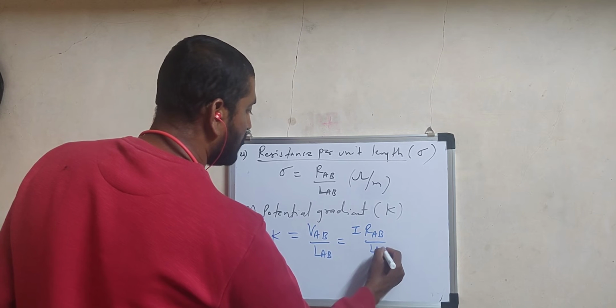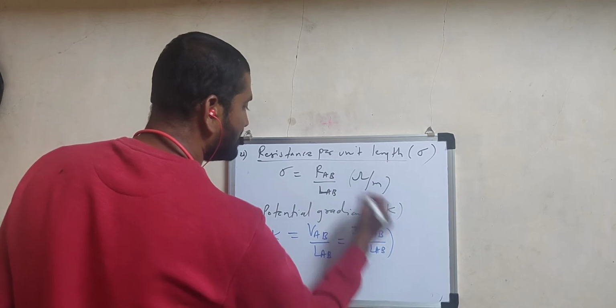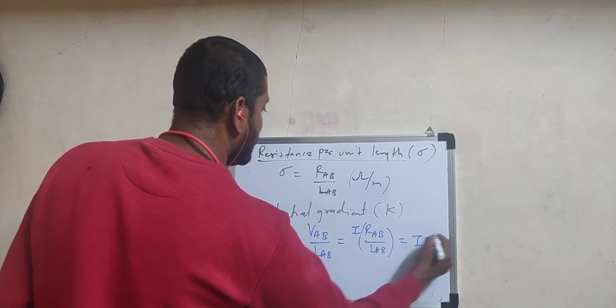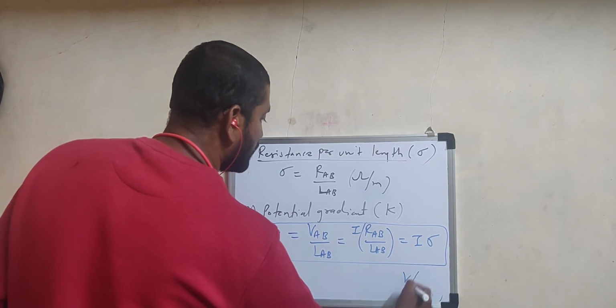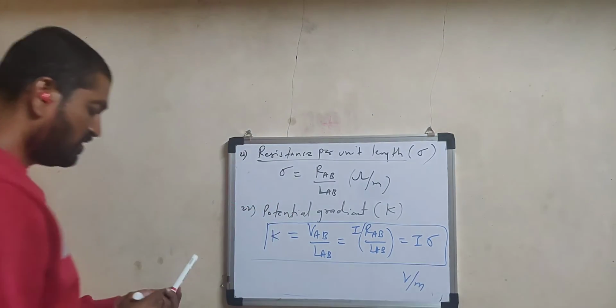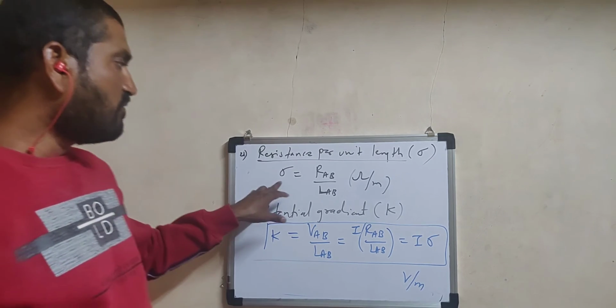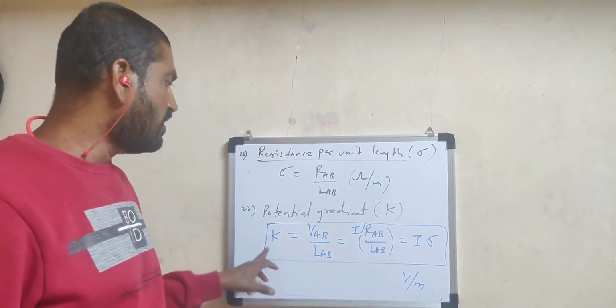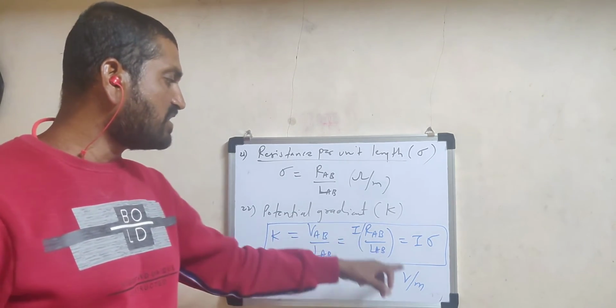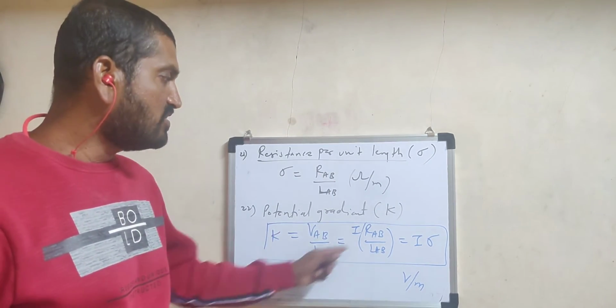So R_AB upon L_AB, this ratio is indirectly sigma, and hence K can also be written as I sigma. Very important formula. Here the SI unit comes out as volt per meter. These both formulae are very important. Resistance per unit length sigma is expressed in ohm per meter and potential gradient K is expressed in volt per meter. So these are the formulae.